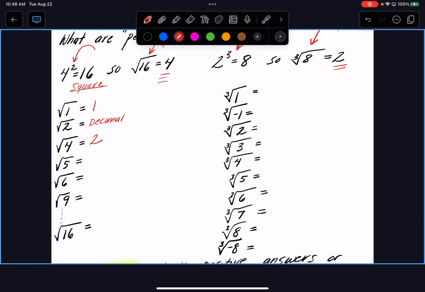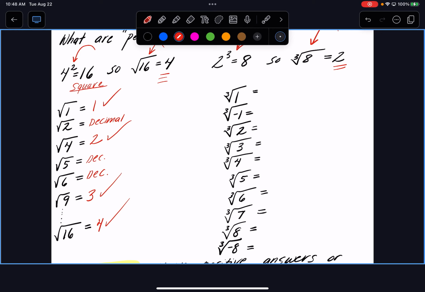Square root of 5 is a decimal. So we're not going to do that one. Square root of 6 is a decimal. Okay, so I'm going to skip square root of 7, 8. Is anyone mad about that? Square root of 7, square root of 8. Moving on. Square root of 9 is 3. Square root of 16 is the next one. So these are our perfect square roots. It's just kind of nice to have those memorized.